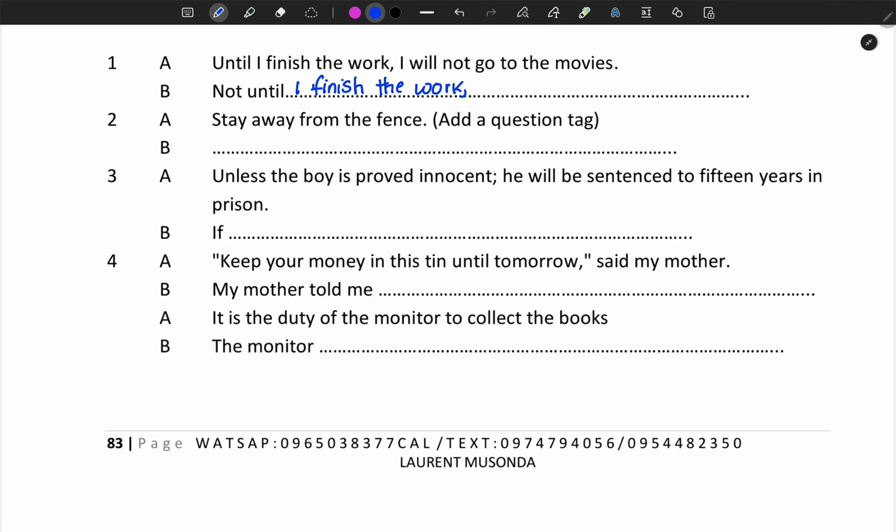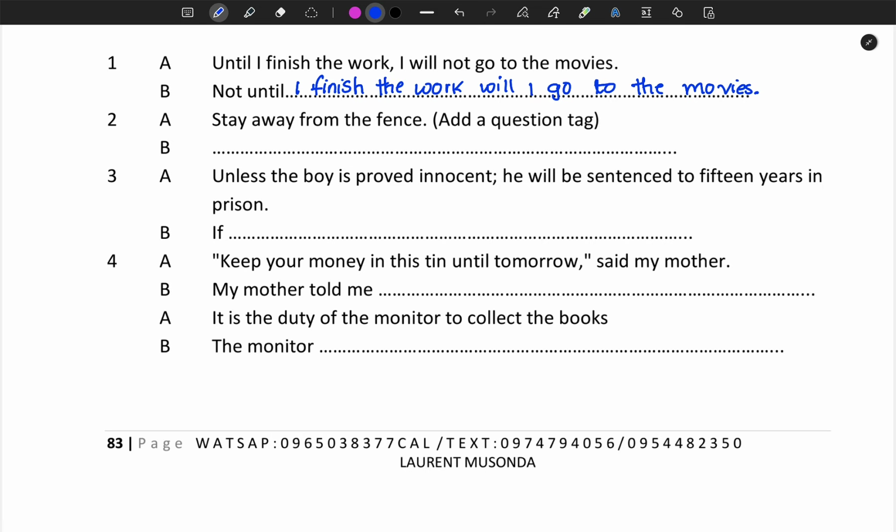Not until I finish the work, comma. Okay, let's not put comma. Not until I finish the work will I go to the movies. Or if we want, we can also say not until I finish the work, comma, I will go to the movies. That's still okay.